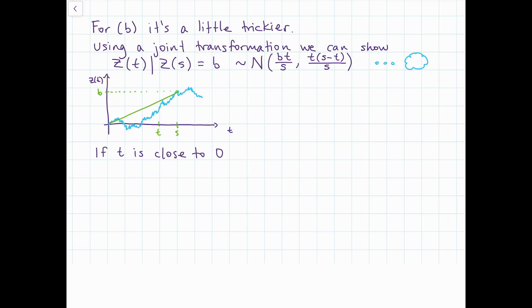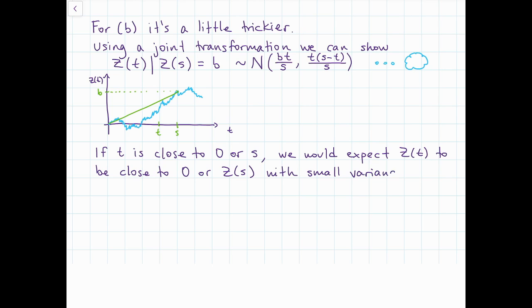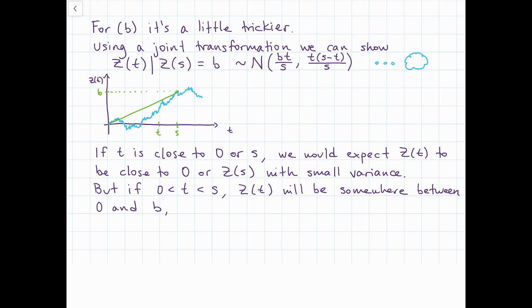So if t is really close to 0 or really close to s, we're pretty sure we know what's going to happen. We would expect z of t to be really close to 0 or really close to b, z of s, with a pretty small variance, because if we know where we are a second later, it can only go so far in between. But if t is somewhere in between, in the center, then z of t will be on average somewhere between 0 and b. And it'll be linearly related. It'll be proportional to the distance along that time interval that it's traveled, a linear function of t.